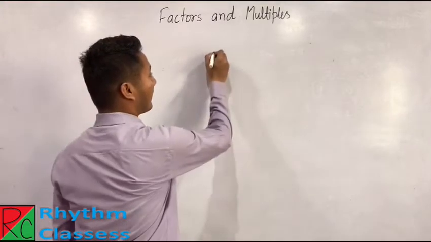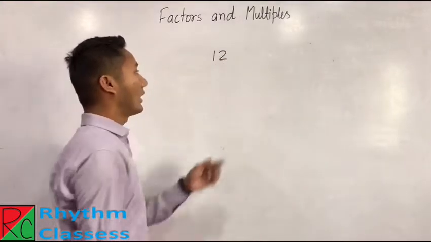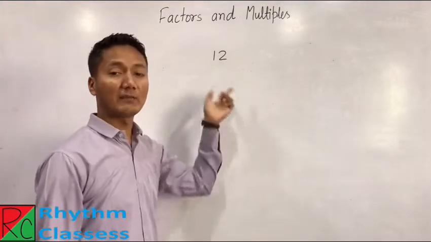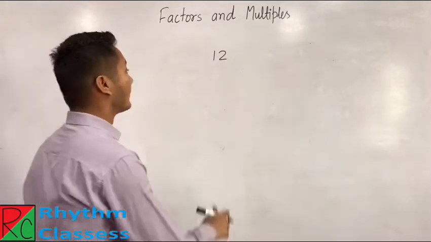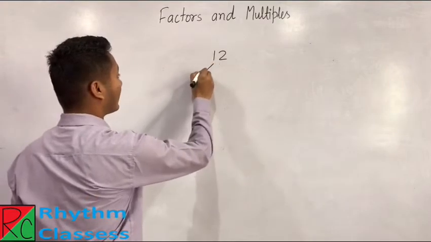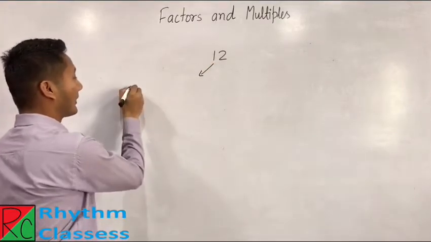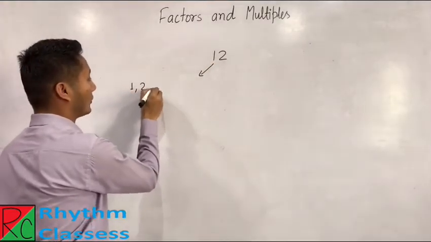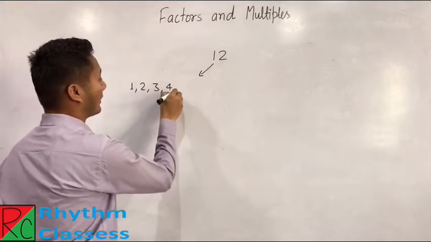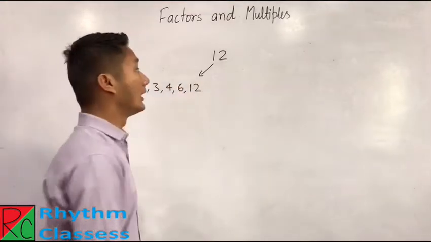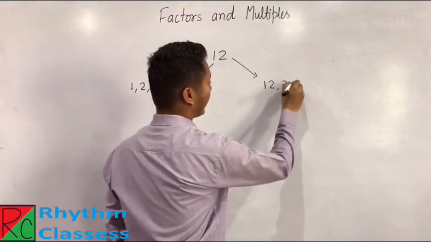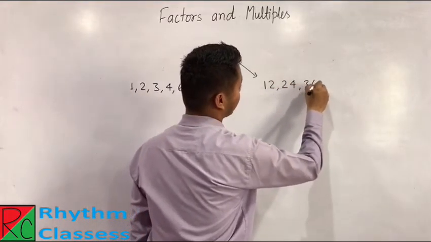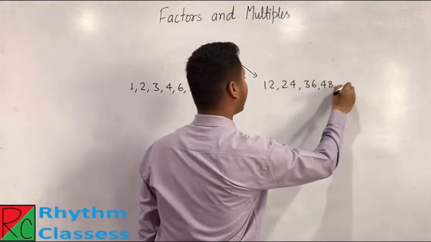Suppose we have 12 here. 12 is a number and now we will write the factors of 12 and the multiples of 12. First, if we write the factors of 12, then what do we write? The factors of 12 are 1, 2, 3, 4, 6 and 12. If we write the multiples of 12, then it becomes 12, 24, 36, 48 and so on.